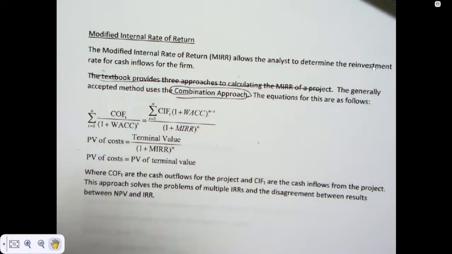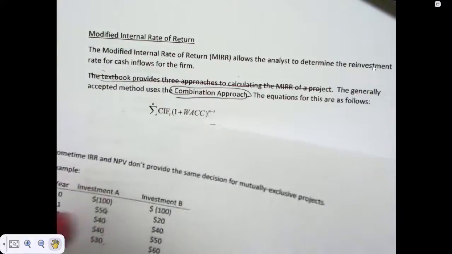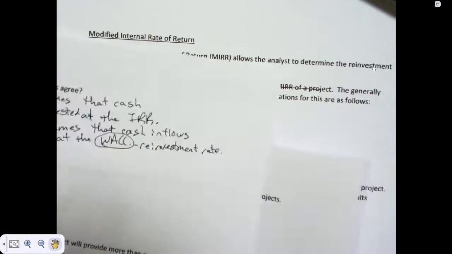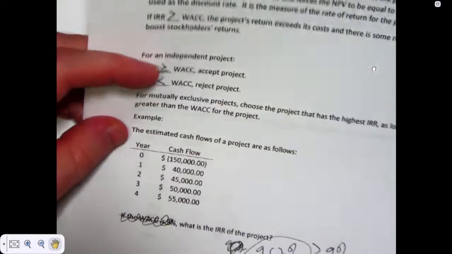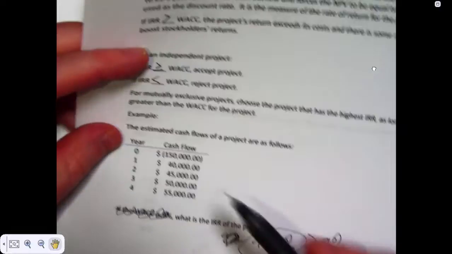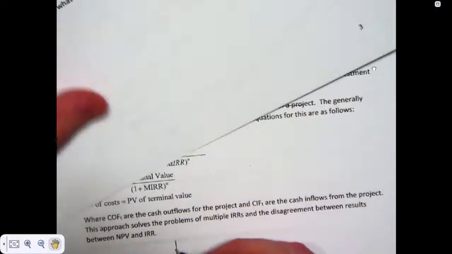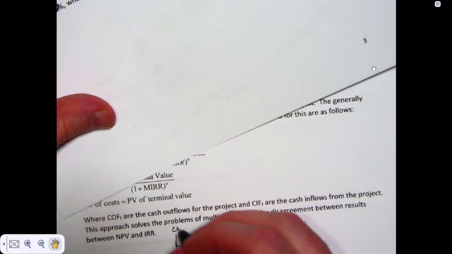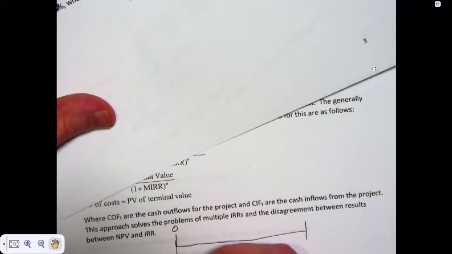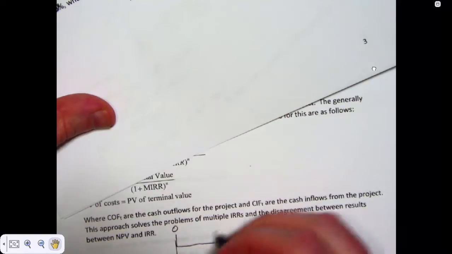So I'll work an example of this, and we'll just go back to investment A. We won't go back to investment A here. We'll actually go back to the first example we looked at, which is this example here. So our time 0 cash flow is negative 150,000, and I want to show you just graphically what this looks like. So at time 0, we invest 150,000. At time 1, we expect to receive 40,000.